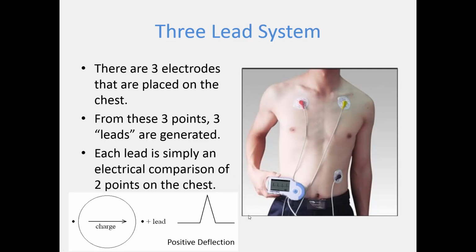Now, when you look at a 12-lead EKG, it's looking at the heart from 12 different directions. In this 3-lead system, it's looking at the heart from 3 different directions. On a 12-lead EKG, sometimes the QRS is not a positive deflection, and that would be normal for some leads. But if the charge is going from a negative to a positive, you're going to see a positive deflection of that QRS.